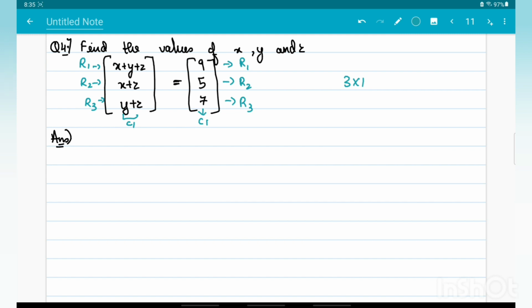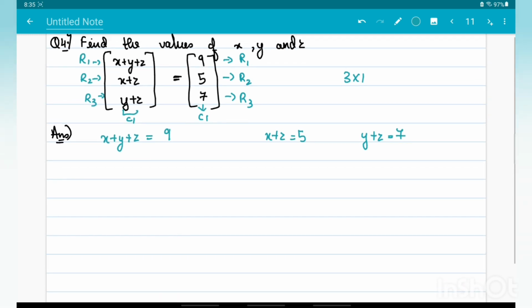Okay, now if the corresponding elements are equal, that means x plus y plus z, this is the first element of this matrix, should be equal to 9. Similarly, x plus z should be equal to 5 and y plus z should be equal to 7. Okay, the corresponding elements should be equal because these two matrices are equal.